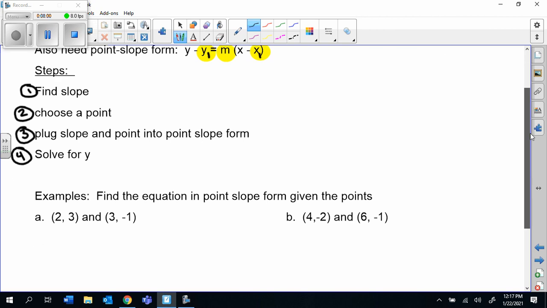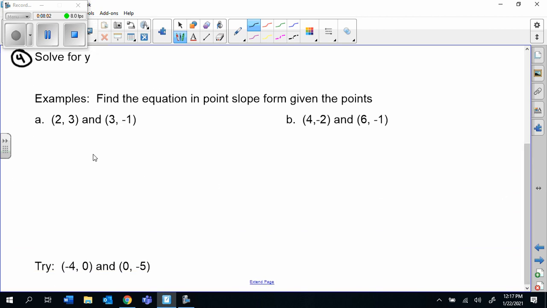So let's go through this. And I'm going to go through it twice, and then I have an example for you. So step 1, find the slope. Instead of 1, I'll put m for slope. So we're going to have minus 1 minus 3 over 3 minus 2 for my x1, y1, x2, y2. So my slope is negative 4 over 1, or just negative 4.